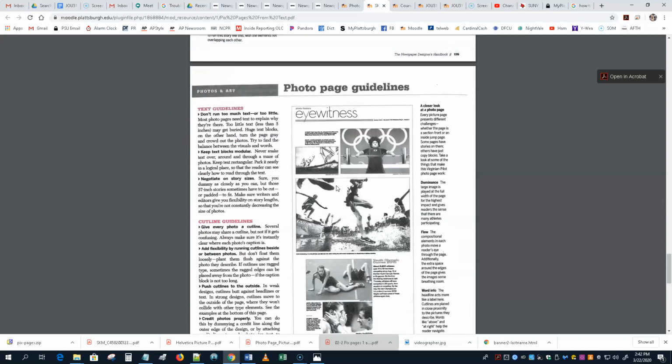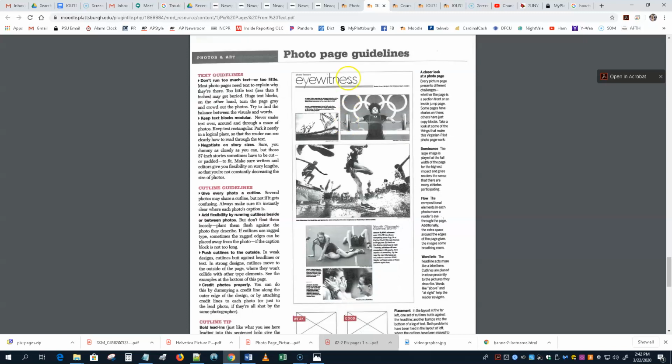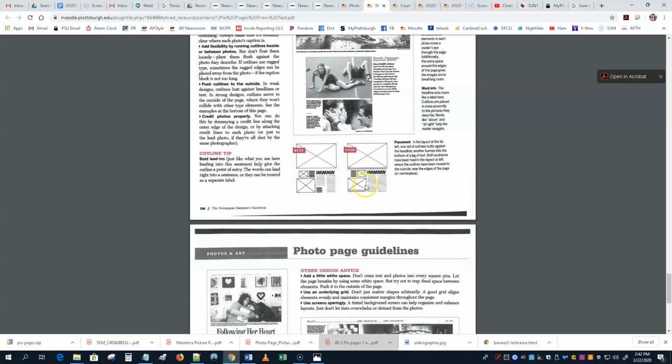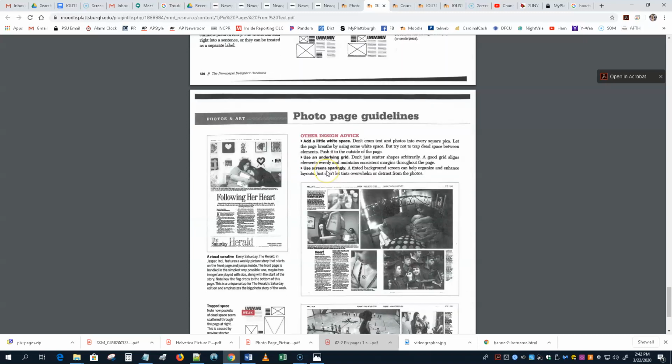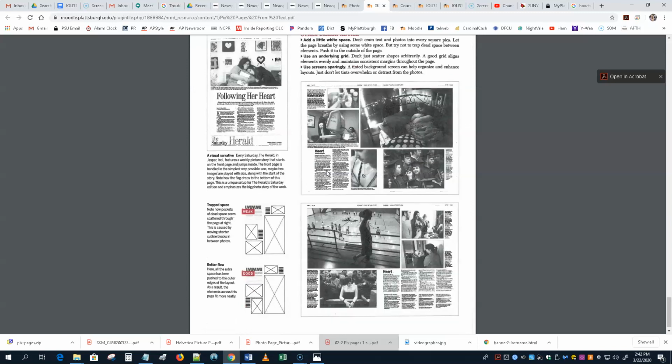And then more on photo page guidelines on the text and the cut lines, and another interesting page to look at here. This is more like a regular recurring feature, so that's what this eyewitness folio is about here. Again, weak and good placements, and more photo page guidelines to go through. Again, weak and good. Read through those.